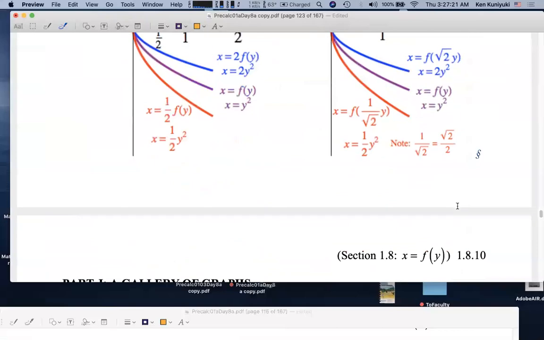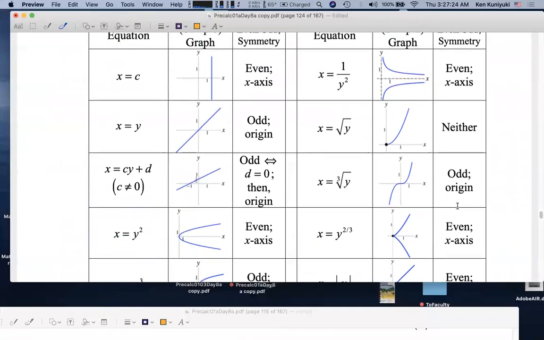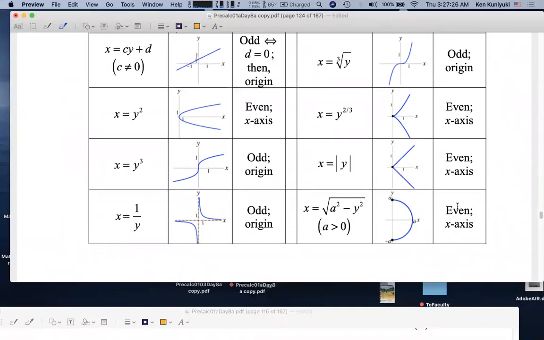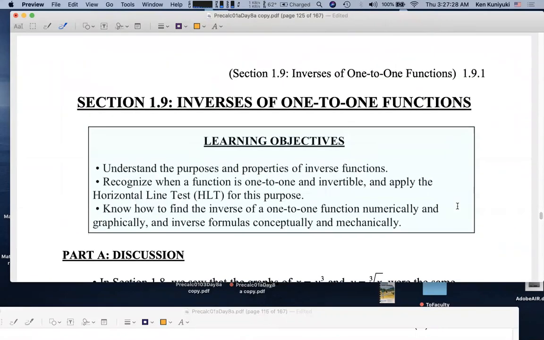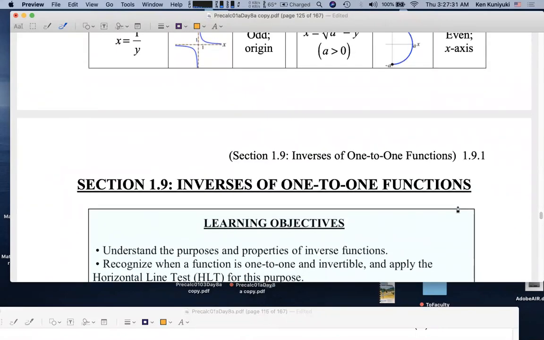You can skip the rest of the section, skim over it. The gallery, this is interesting, but I wouldn't expect you to know it off the bat. Next up, let's talk about inverse functions.